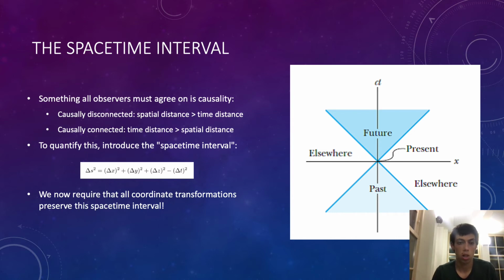To quantify this idea, we can introduce the space-time interval. Roughly, the space-time interval is distance in space minus distance in time. The distance in space is delta x squared plus delta y squared plus delta z squared, and the distance in time is delta t squared. This quantity is called the space-time interval. And so in order that all our reference frames preserve causality, we require that all our coordinate transformations preserve this space-time interval.